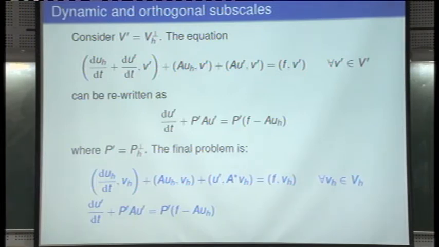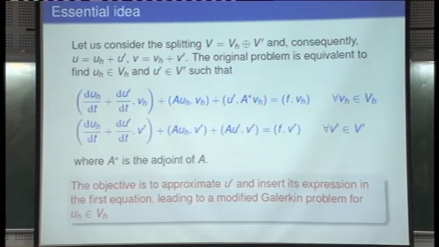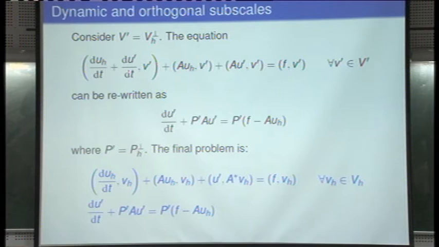That allows us to simplify the problem, because that equation for the subscales, which is this one, I have copied this equation, can be simplified. How? First, this by this is zero, because V prime is orthogonal to UH, and of course also to the derivative of UH. And this is the L2 projection, onto the space of subscales, which now is orthogonal to the finite element space, of this operator.